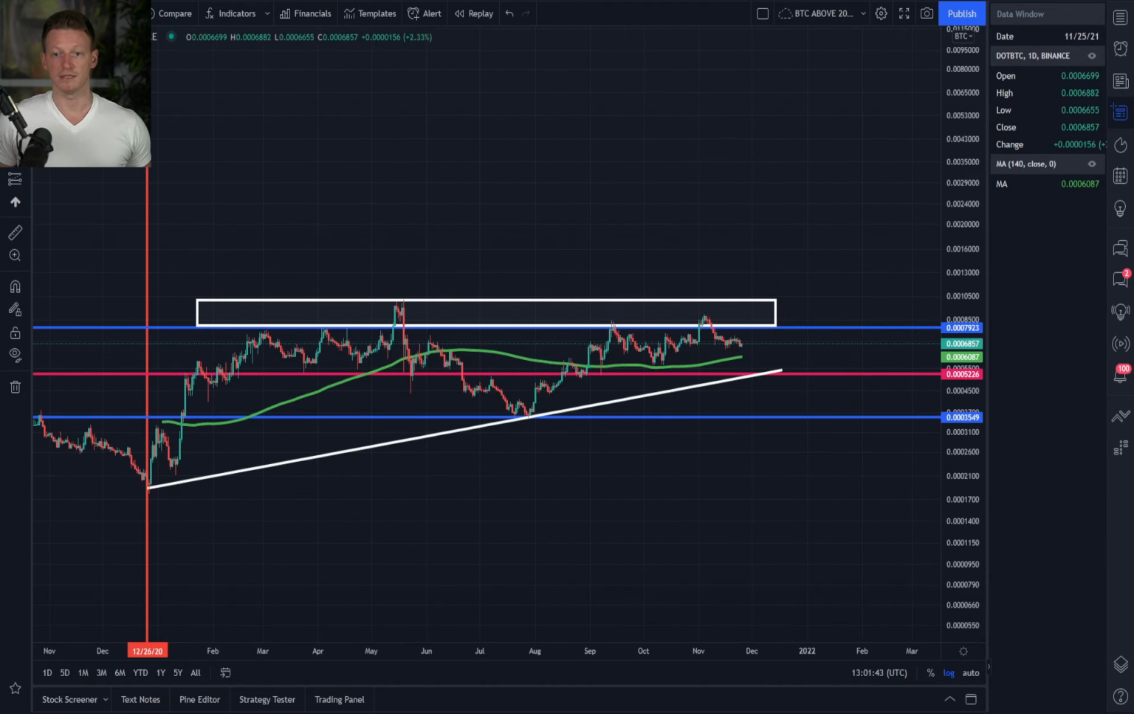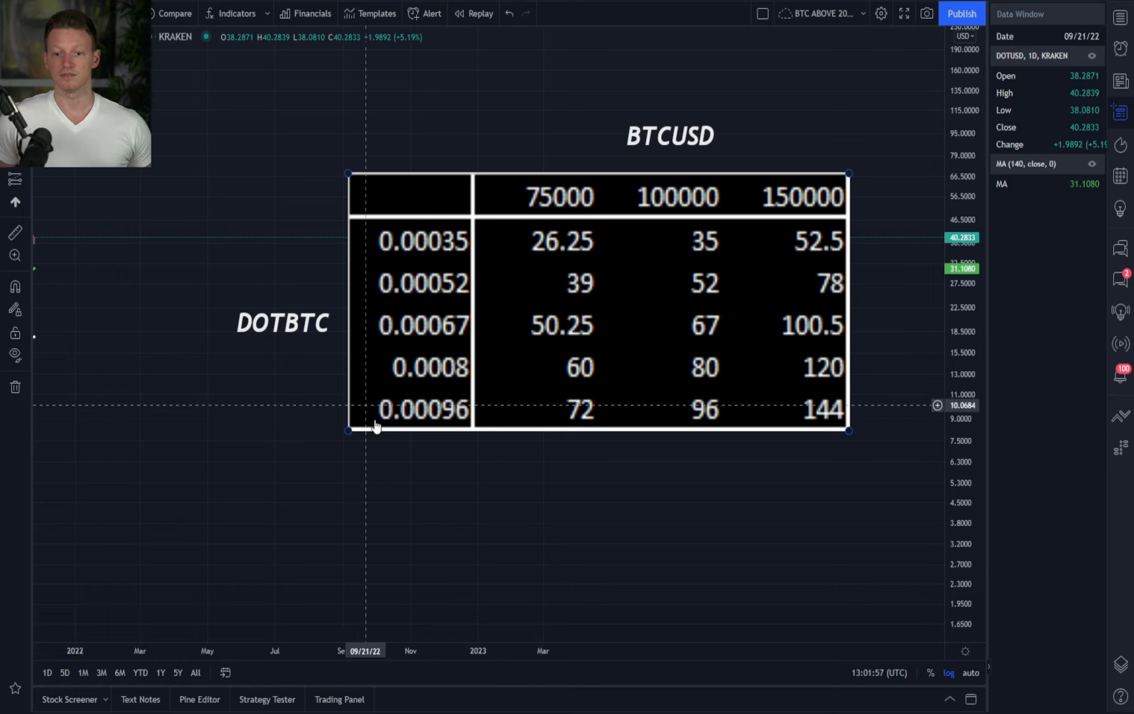0.00035 was this lower level, and this upper band that we've run into one, two, three, four, five times now is at around 10. 0.00096. So we'll call it 10, 8, 7, 5, and 3.5. If Bitcoin has a valuation of $75,000, these are the ranges of prices that you could see Polkadot at. Bitcoin's at 100,000, and if Bitcoin's at 150,000.